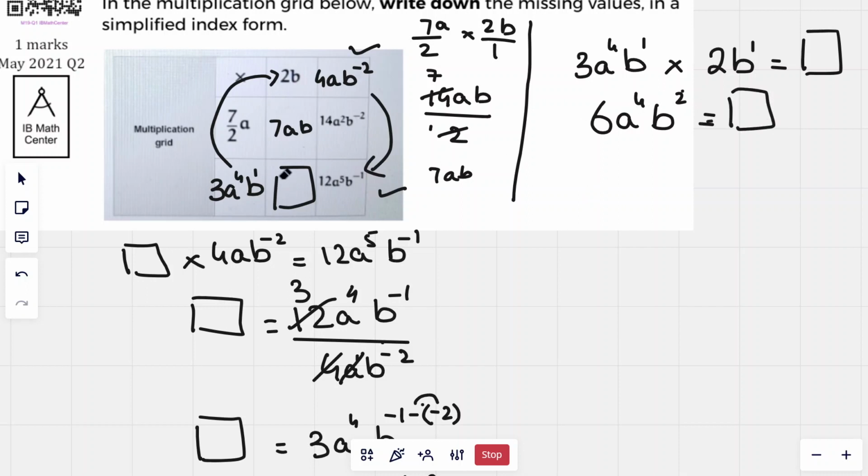We can't further simplify this. So let's just bring that down here. 6a 4b 2. That's our last one.